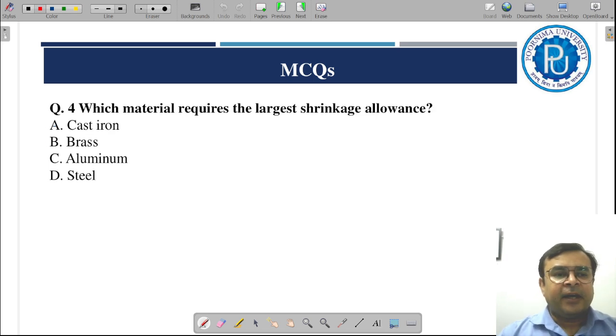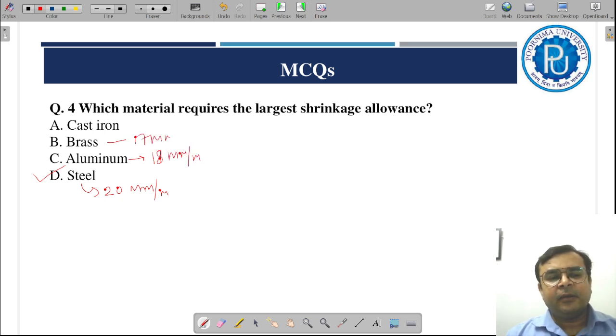Next, which material requires the largest shrinkage allowance? Among cast iron, brass, aluminium and steel, steel has the maximum shrinkage allowance. I already told you in steel we have around 20 millimeter per meter. In aluminium we have around 17 or 18 millimeter per meter. In brass we have around 17. This is approximate data, not exact, but it looks somewhat like this. So the right answer for this is steel.